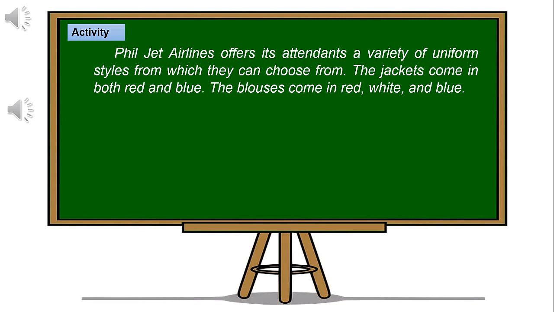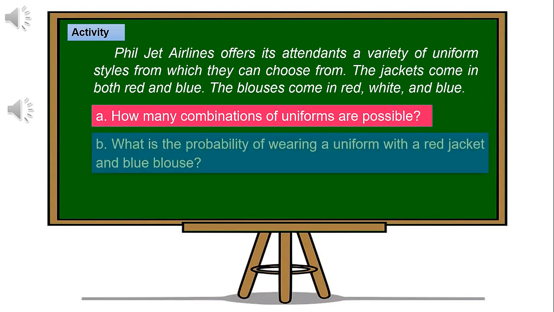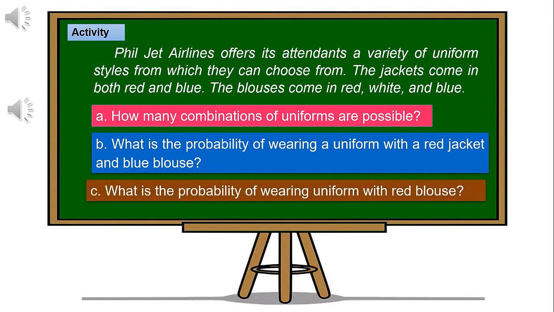PhilJet Airlines offers its attendants a variety of uniform styles from which they can choose from. The jackets come in both red and blue. The blouses come in red, white, and blue. And then you will answer the following questions. Letter A, how many combinations of uniforms are possible? B, what is the probability of wearing a uniform with a red jacket and blue blouse? Letter C, what is the probability of wearing uniform with red blouse? So your time starts now.